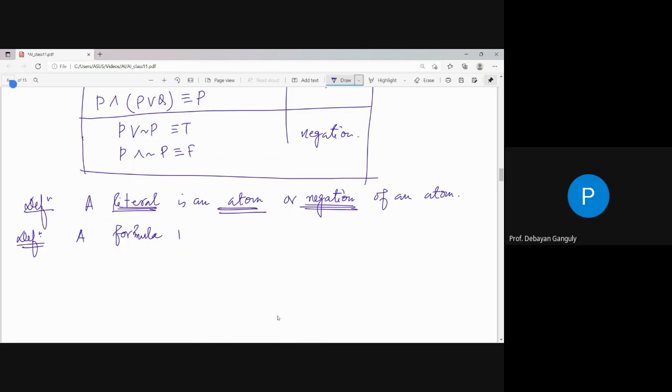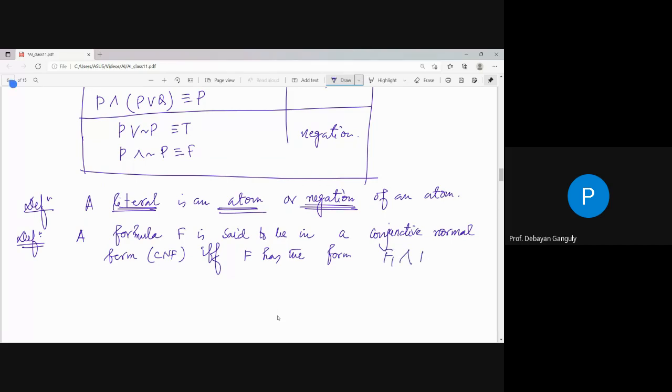So a formula F is said to be in conjunctive normal form, that means CNF, if and only if it has the form F1 and F2 and so on up to Fn, where n is greater than or equal to 1, where each of F1, F2 to Fn is a disjunction of literals. It is easy to understand.